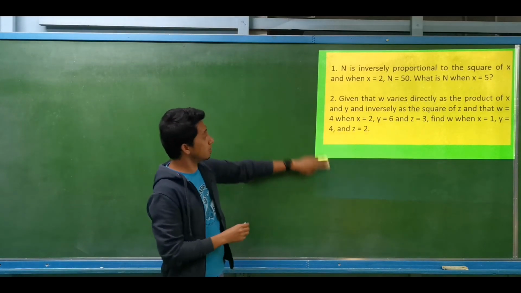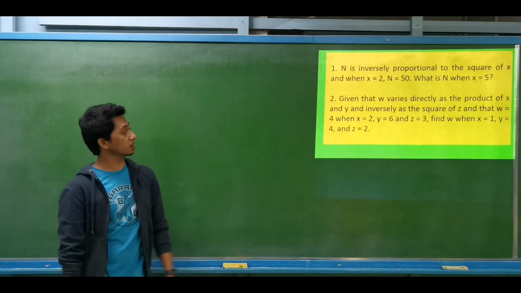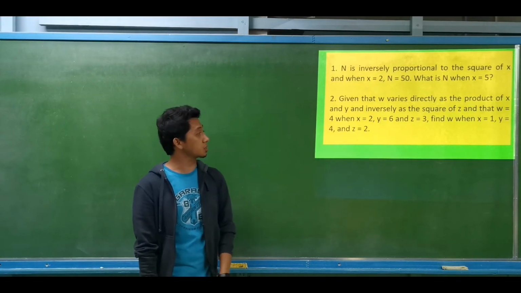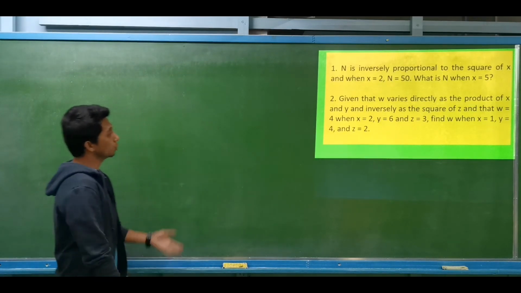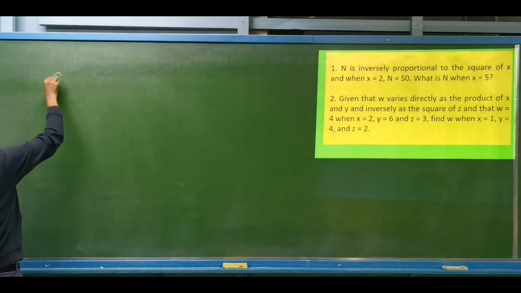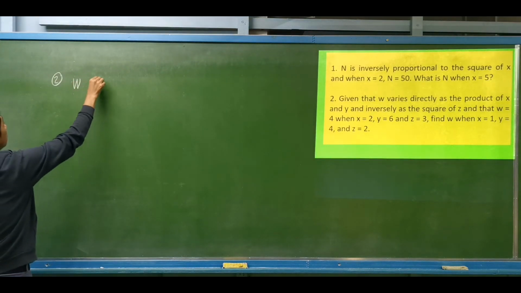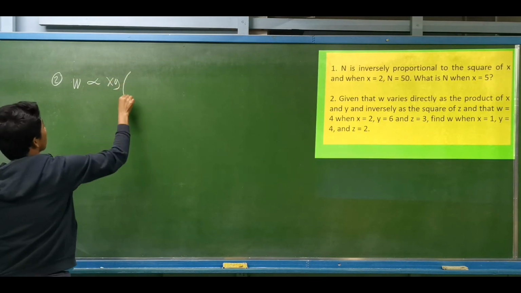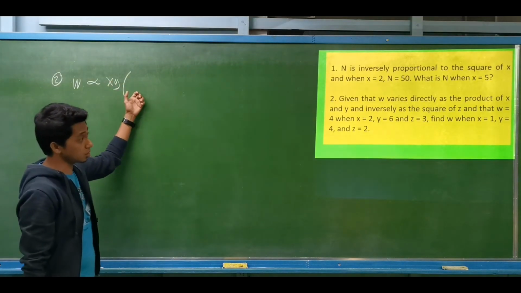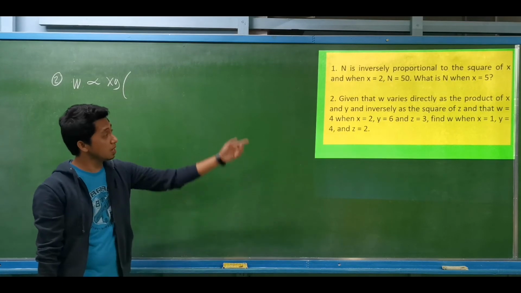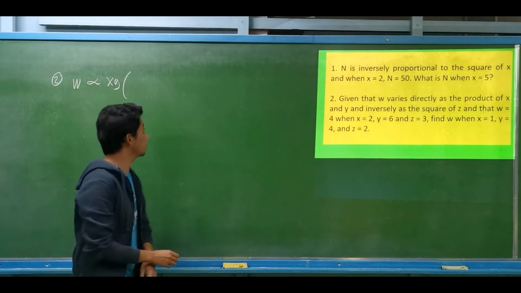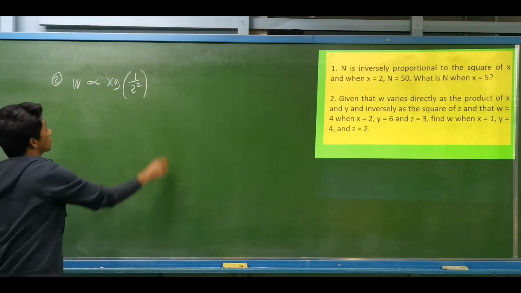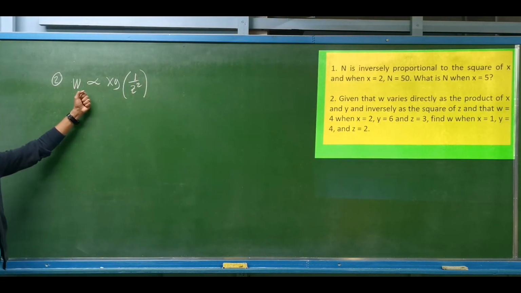Let's have example number 2. Given that w varies directly as the product of x and y and inversely as the square of z, how do we write the variation? We have w varies directly as the product of x and y, so this is a joint variation, and inversely as the square of z. So this is our variation.